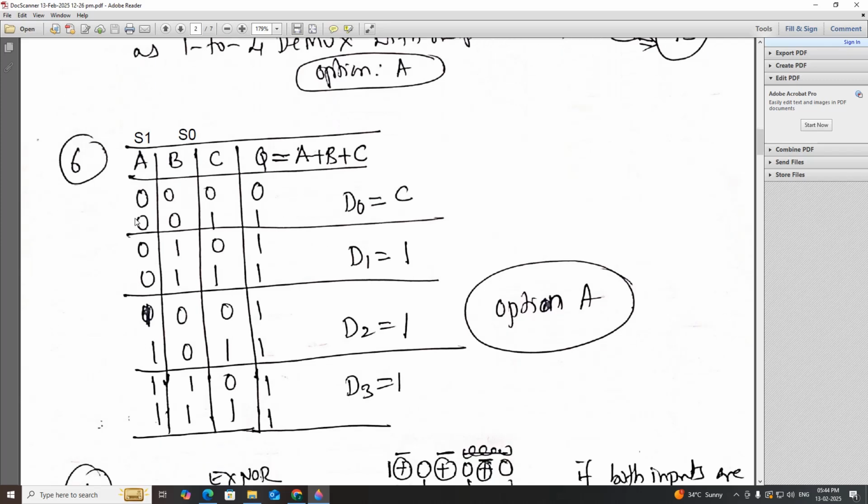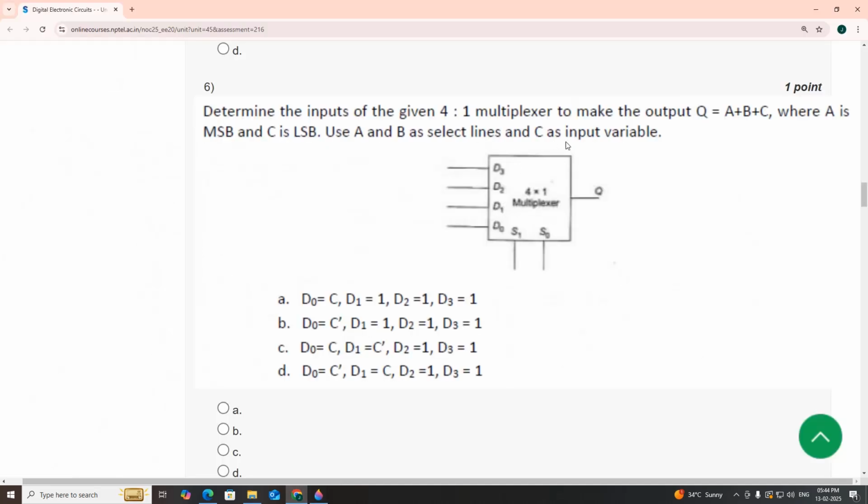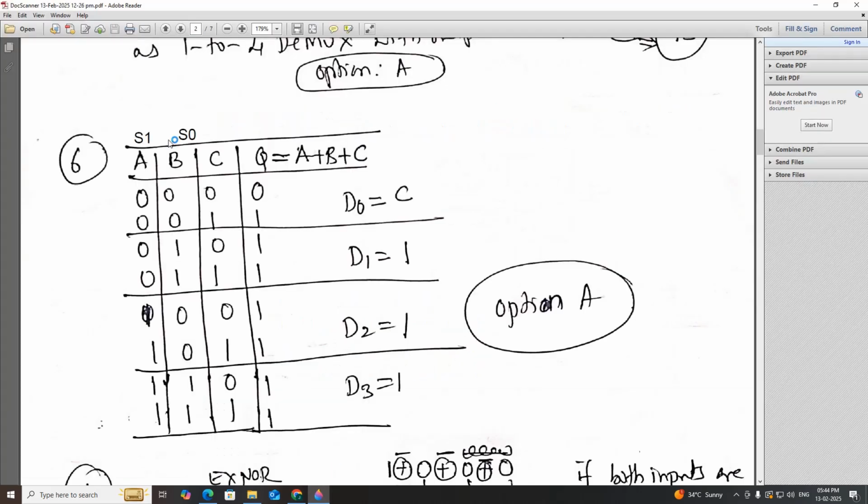Because it is a 3 variable function, A, B, C, first you write down all the input combinations: 0 0 0, 0 0 1, 0 1 0, 0 1 1, 1 0 0, 1 0 1, 1 1 0, and then 1 1 1. Then what is Q here? Q is nothing but A plus B plus C.